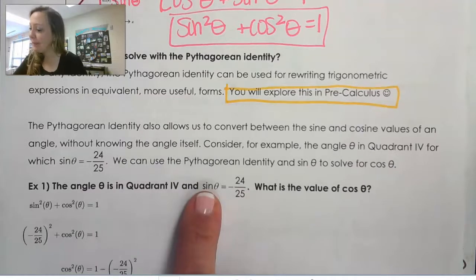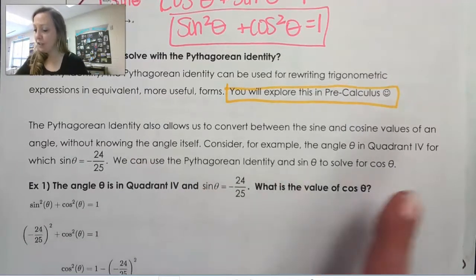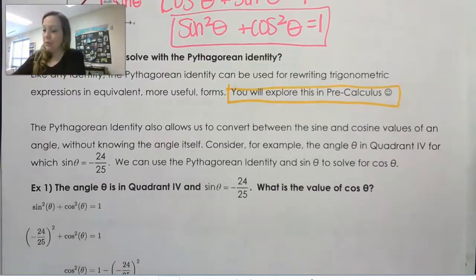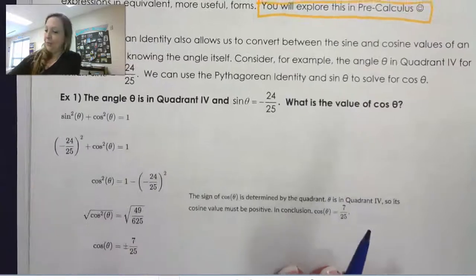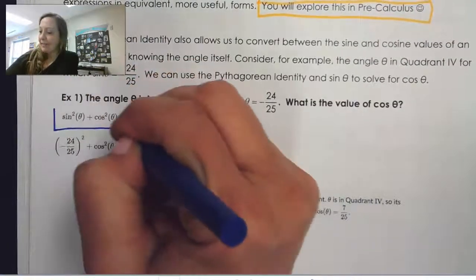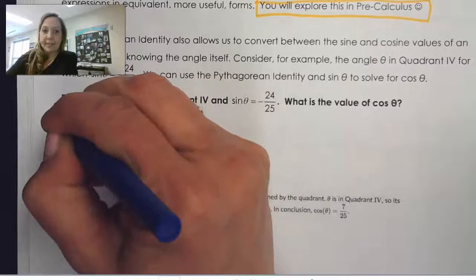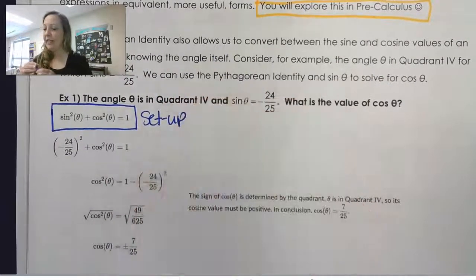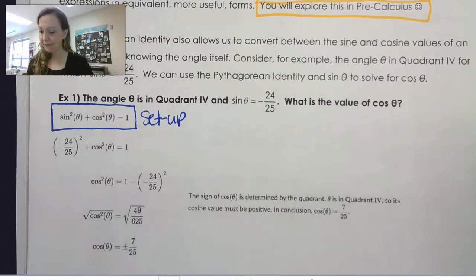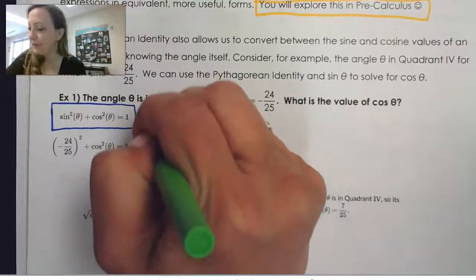So what we can do is use the Pythagorean identity and the value of sine theta to solve for the cosine theta. All these steps are already done for you. So notice that we have this step here. We have our setup step where we use the Pythagorean identity. We then have the next step where we're going to substitute the values in.